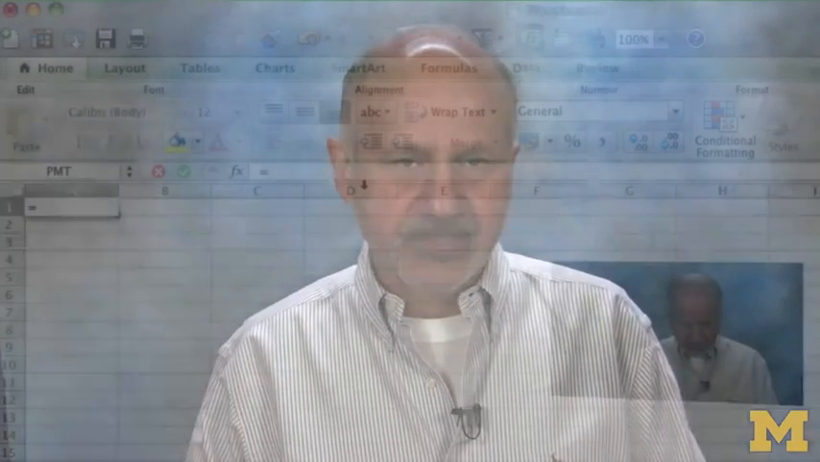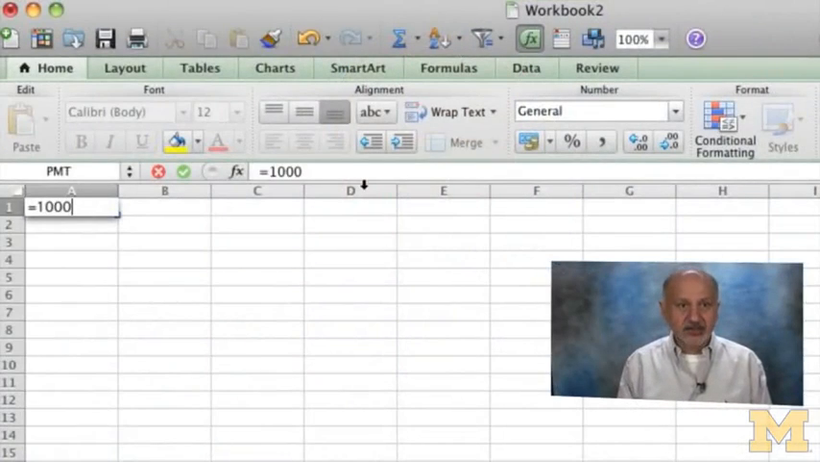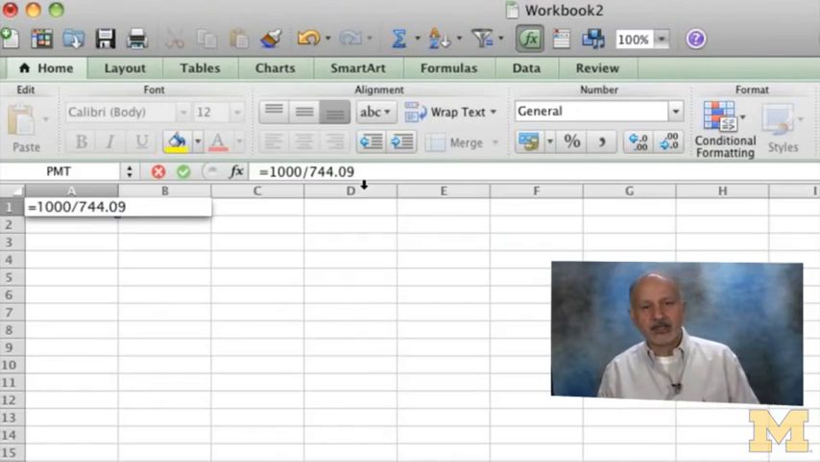Welcome back. So we did some simple examples of the simplest security or bond there is out there, which is a government bond which pays no coupon. And we tried to calculate the yield to maturity. Let me tell you a little simple way of doing this. Let's take $1,000 and divide by 744.09. What is this telling me?